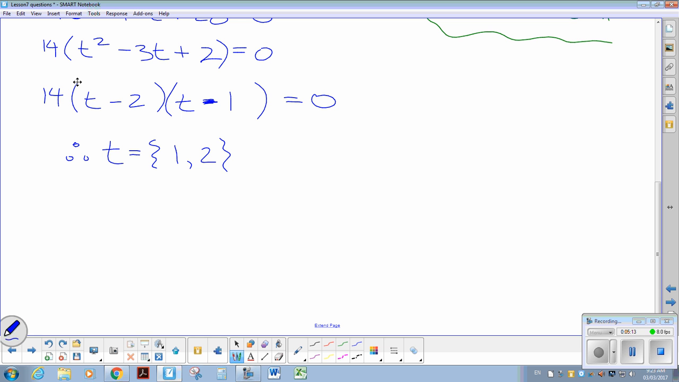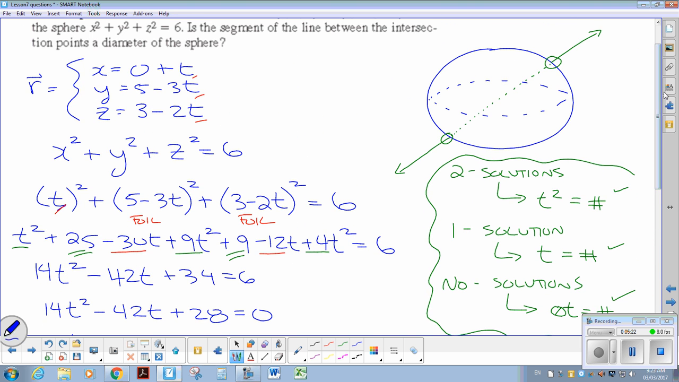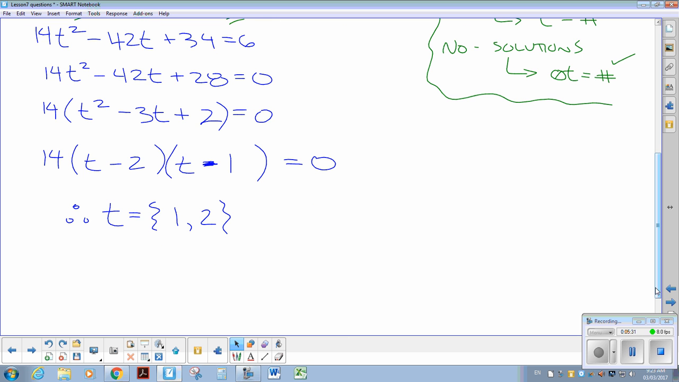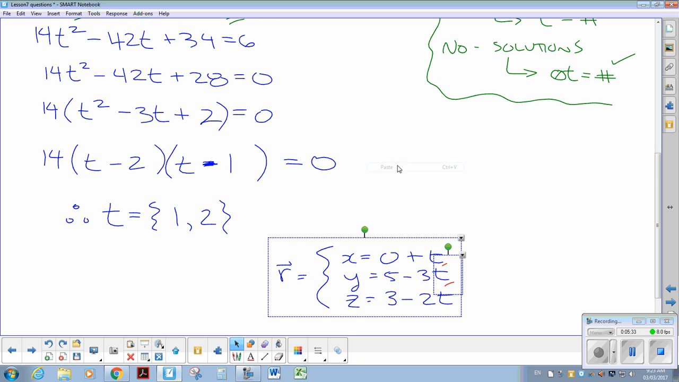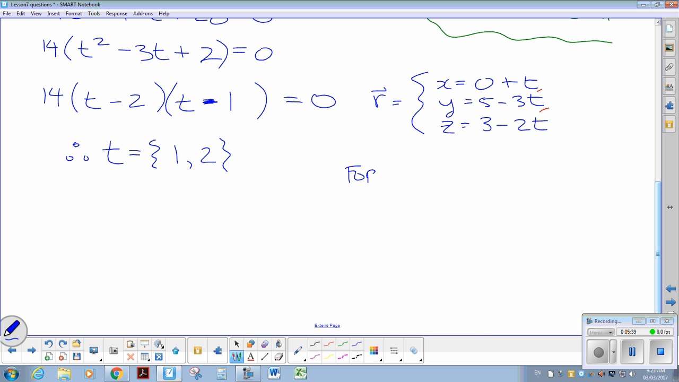So it tells me that I have two solutions because I was able to solve for t. And now I'm able to calculate where those occur. So now I gotta go back here and cheat a little bit. Copy that. And move down here. Paste. So I have the equation in front of me. So for t equals 1, the coordinate will be 1. 5 take away 3 is 2. 3 take away 2 is 1. So there's the first point of intersection.